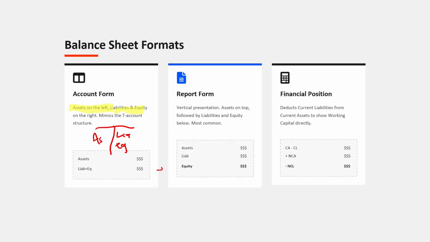Number two is the report form. This is the most common form that we all see on the exam. Also, if any of you work in the tax business or with clients, this is the one the accounting software prints out. And the third option is the financial position form. This one is more used by the IFRS, International Financial Reporting Standards. Basically, this one starts with calculating the net working capital and emphasizes liquidity and solvency. This is less likely to be on the exam, but sometimes they like you to do conversions between international standards and GAAP.